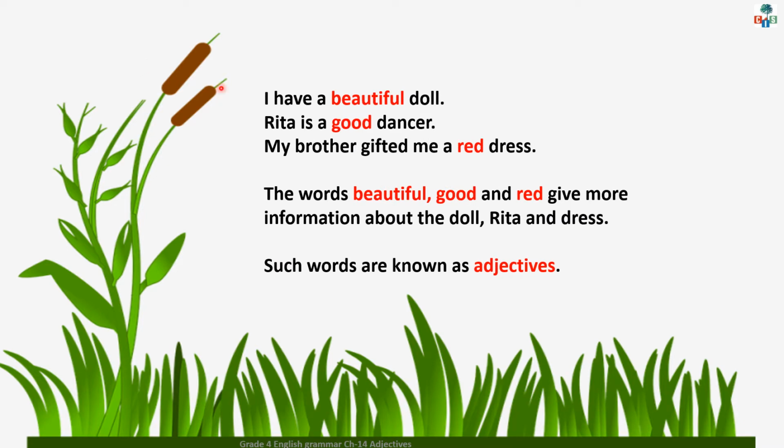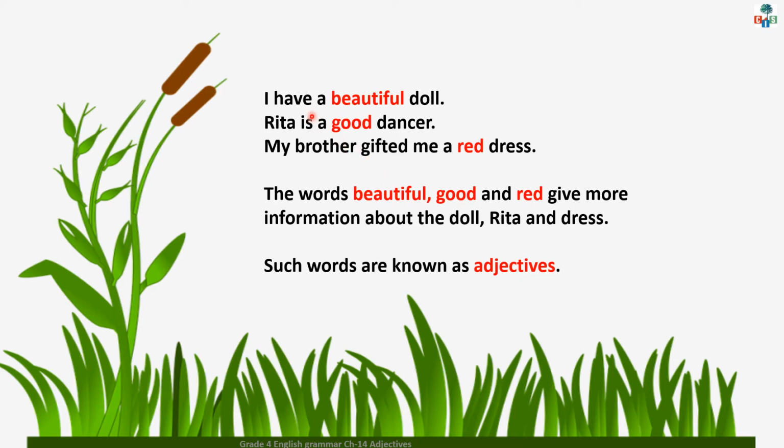Look at these sentences, children. I have a beautiful doll. Rita is a good dancer. My brother gifted me a red dress. So the words beautiful, good, and red give more information about the doll, Rita, and dress. So such words are known as adjectives. And adjectives are usually placed before the nouns.